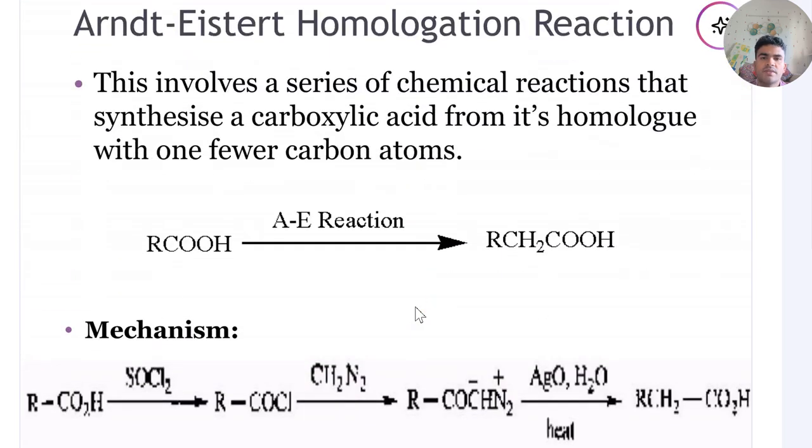Next is Arndt-Eistert homologation reaction. This is a very important reaction to increase one carbon atom in a carboxylic compound. That is the next homolog you can prepare by this reaction. In this reaction, the carboxylic acid is first reacted with SOCl2, then it will convert to acyl chloride, RCOCl, and after that it will react with CH2N2.